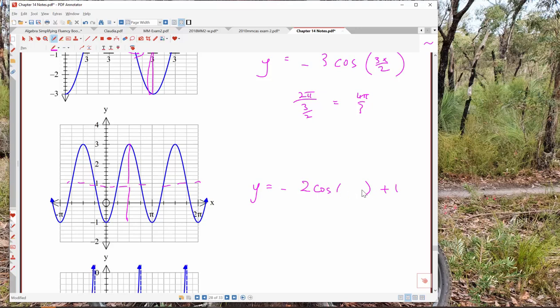so it's 2. All right, so it's x, and we can see that 1 full cycle happens between 0 and pi, so it's 2 pi on n gives us a period of pi. That means n is equal to 2, so we've got our function now.